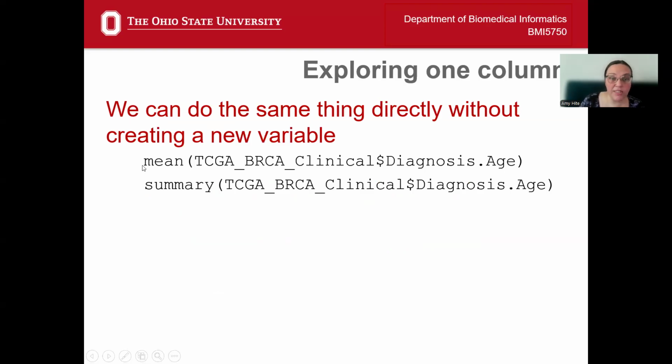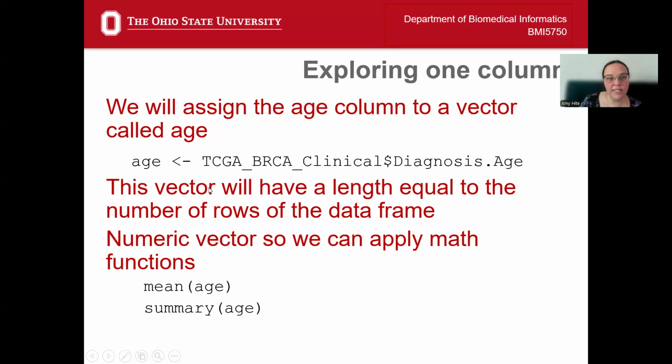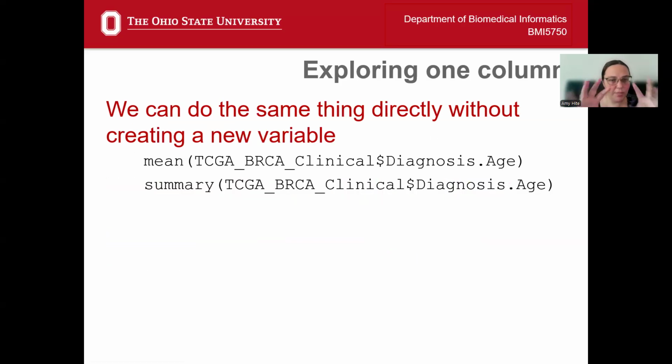But you can also do the same thing directly with this table $ column notation. If you don't really need to create a new variable, you don't have to. We can apply functions directly to a column. And the nice thing about summary is, so here we're just doing summary on one column.